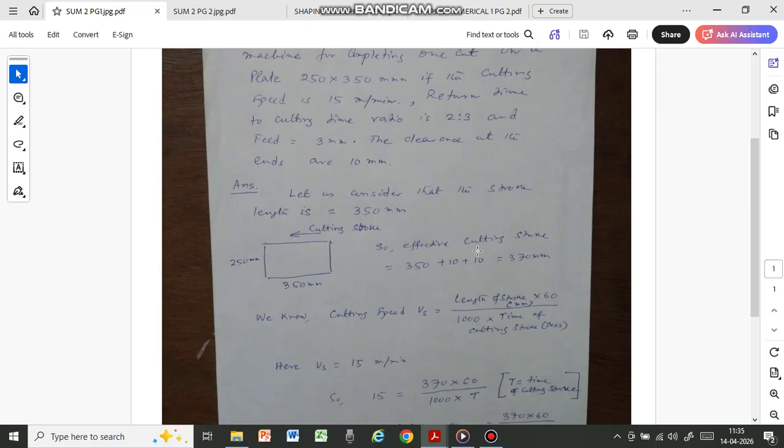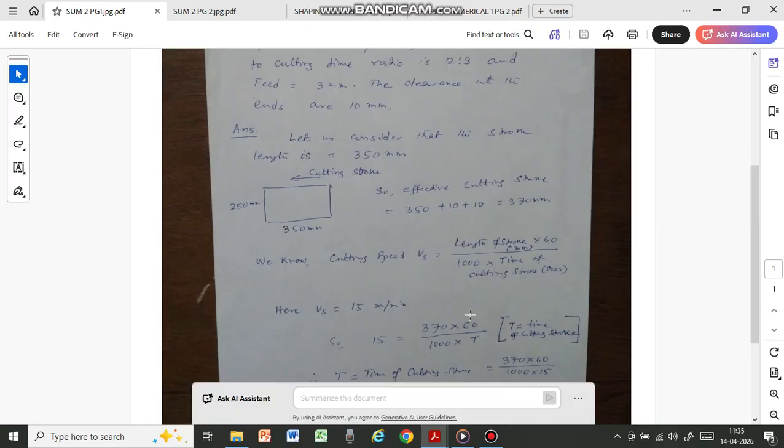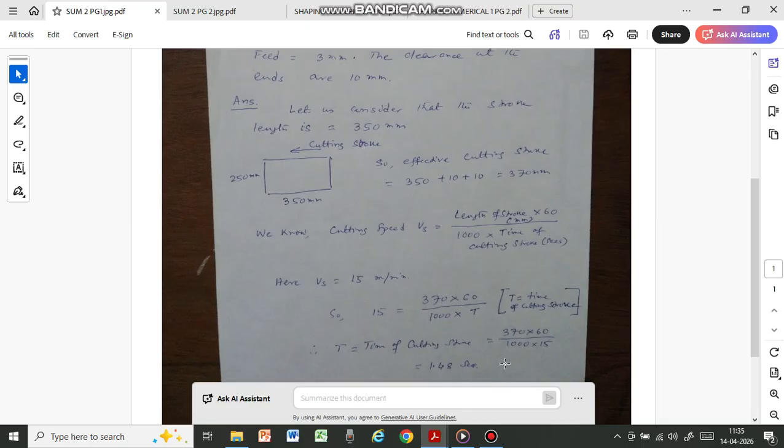So the effective cutting stroke will be 350 plus 10 plus 10, which is 370 millimeter. Now cutting speed Vs is equal to 15 meters per second. So we put this in the formula for cutting speed, which gives you length of stroke is 370 into 60 divided by 1000 into capital T. So we find out the time for the cutting stroke from this formula, which is 1.48 seconds.